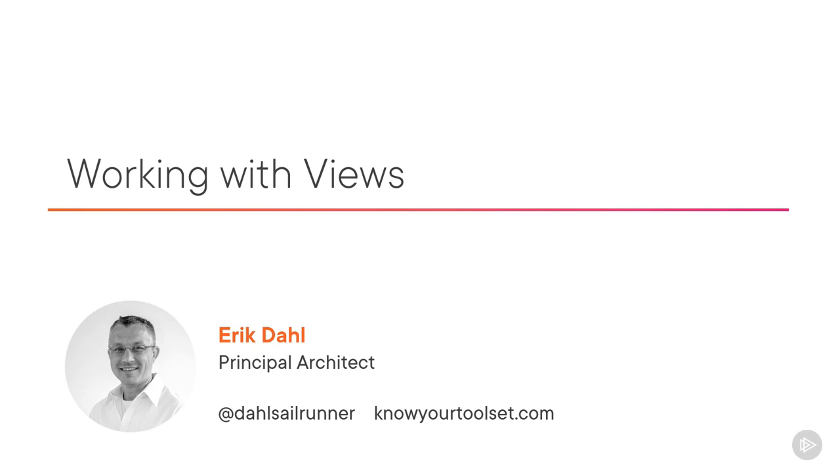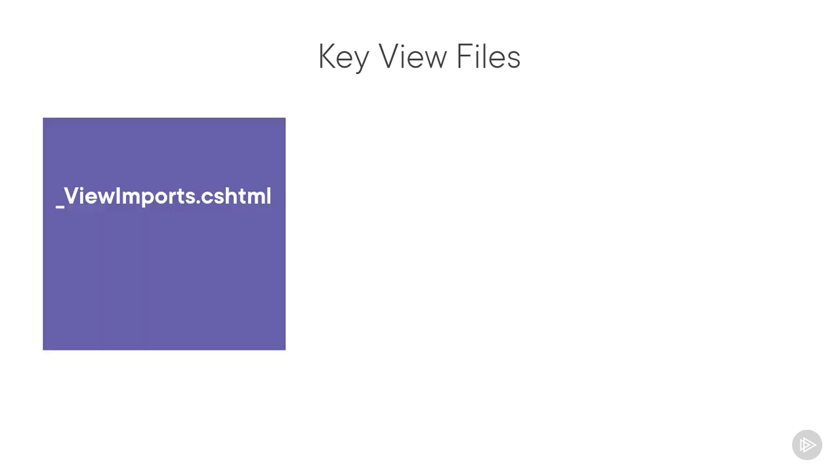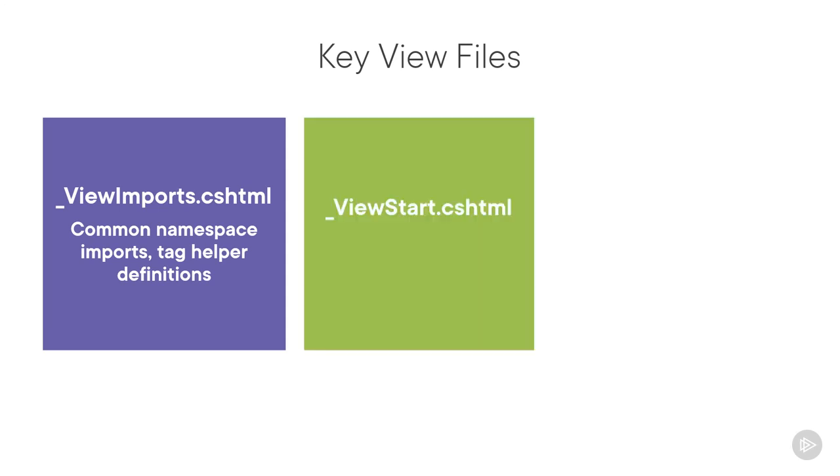Let's get started. There are 3 key view files that we've looked very briefly at, and now it's time to solidify our understanding of them. The first is the view imports file. This is a file that contains some namespace imports and tag helper references. You can use this file to simplify some of the code that shows up on individual view files. Next is the view start file, and generally this file simply specifies what layout you want to use.